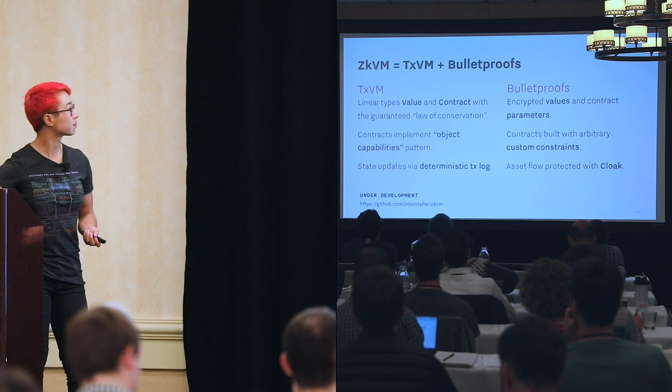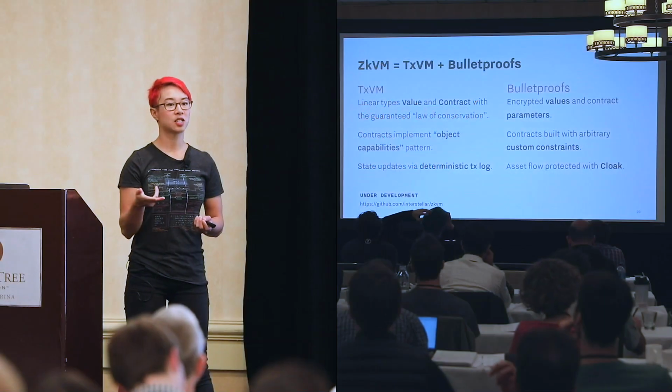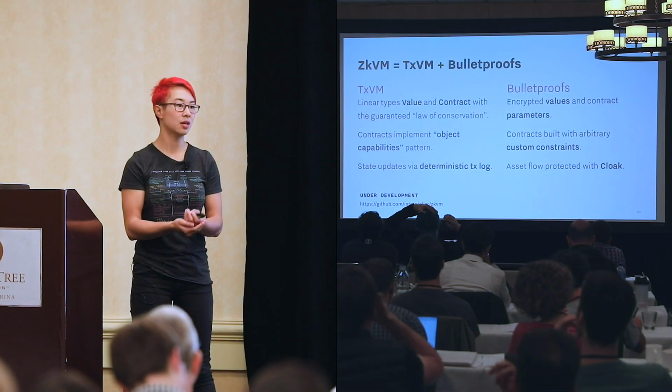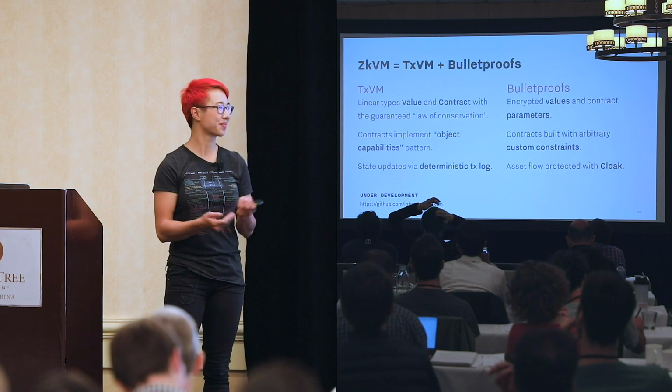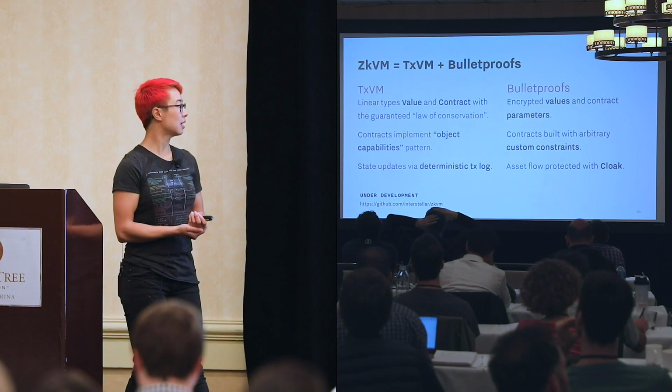The way we do this is by taking these specific concepts. So from TXVM, we take the concept that values and contracts are linear types, and so they have laws of conservation. One example of what this looks like is that for values, which represent your financial values, you cannot create or destroy them without satisfying some very specific requirements. The only things that you're allowed to do are issue, retire, split, and merge, because those are the only things you should be allowed to do with your financial values in real life. So the same thing applies for contracts. You cannot just drop a contract, for instance.